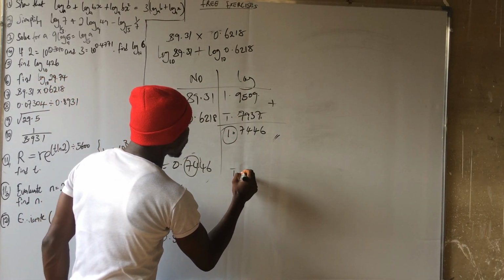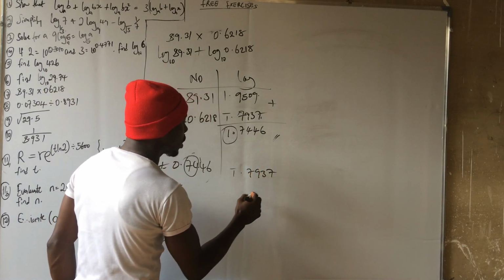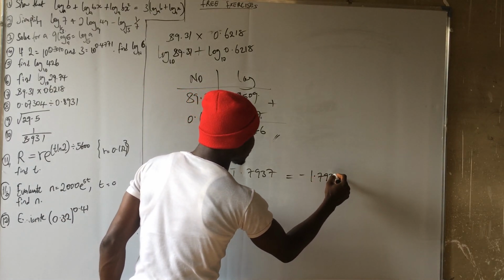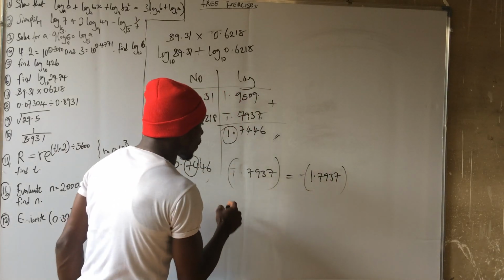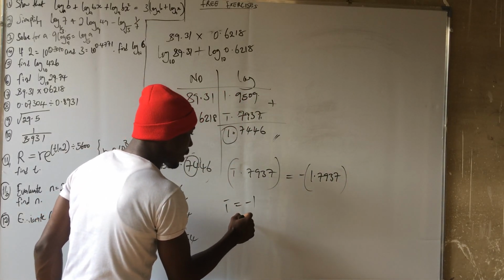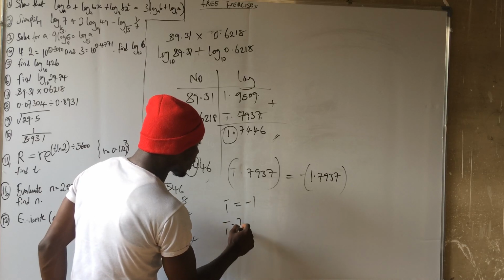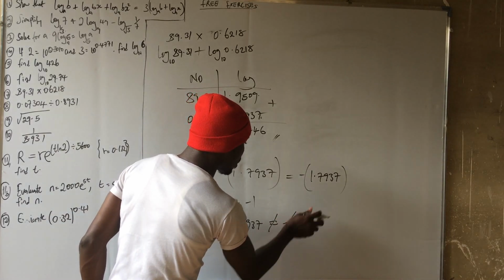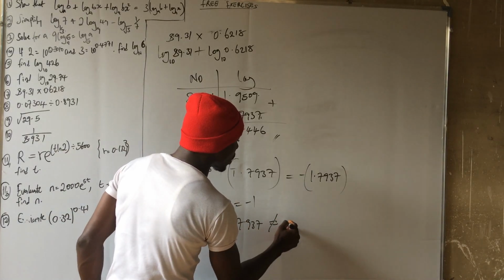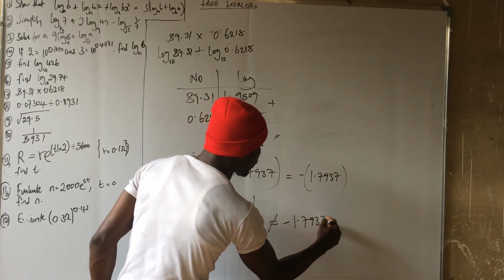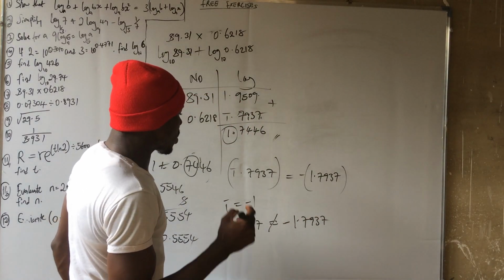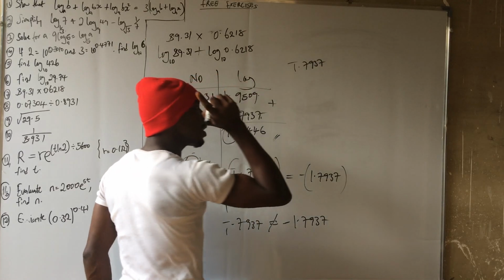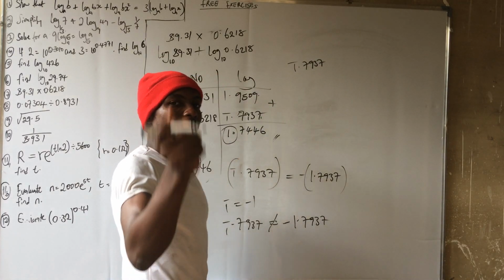Remember, when we have bar 1.7937 and negative 1.7937, they are not the same. Though bar 1 is equal to negative 1, bar 1.7937 is not equal to negative 1.7937. What is the reason? The reason is that in bar 1.7937, the negative sign affects only the characteristic.